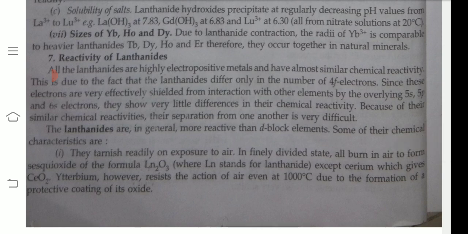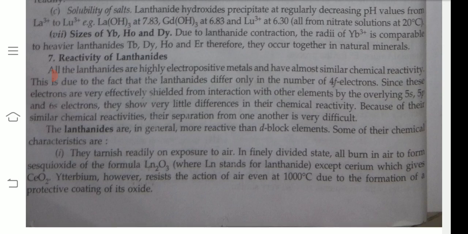Sizes of ytterbium, holmium and dysprosium. Due to lanthanide contraction, the radius of Yb3+ is comparable to the heavier lanthanides, that is terbium, dysprosium, holmium and erbium. Therefore, they occur together in natural minerals.